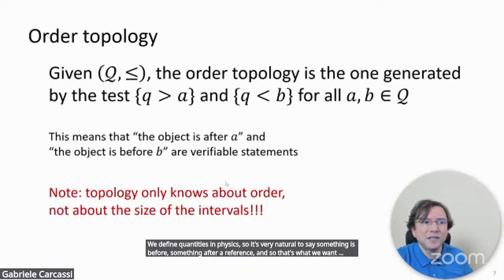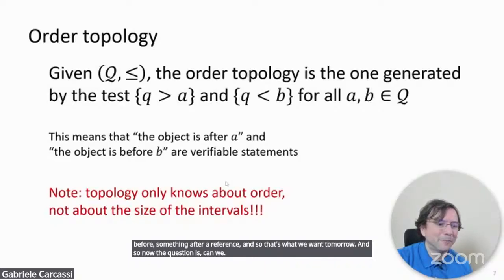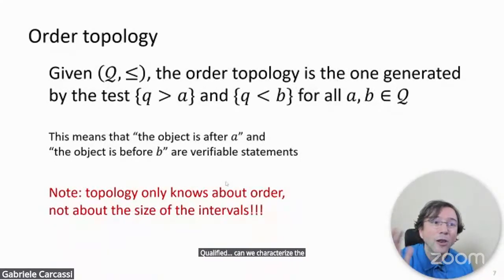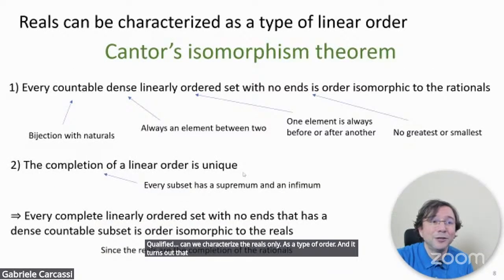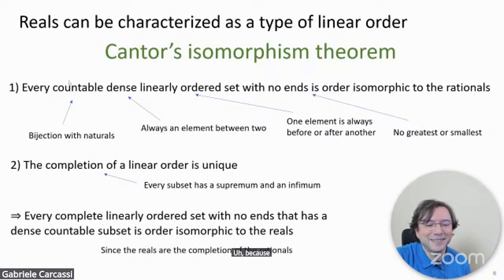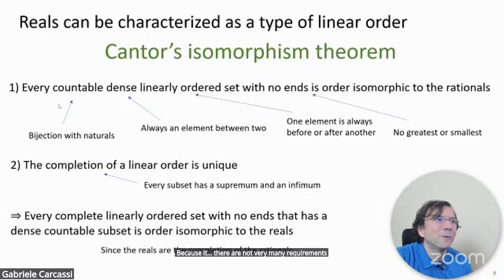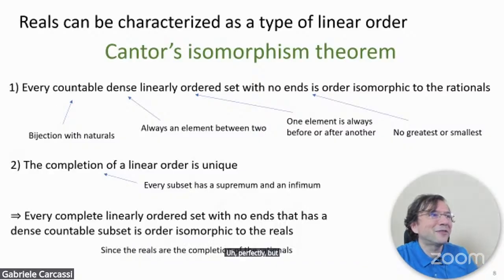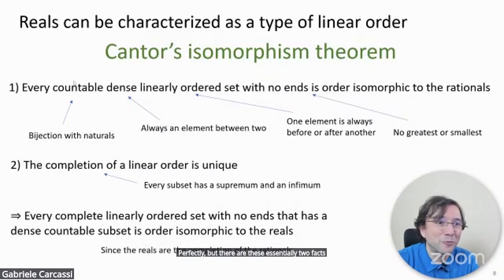And so now the question is, can we characterize the reals only as a type of order? And it turns out that you can, and that's what Cantor did as a characterization of the reals. And it's very beautiful because there are not very many requirements. So unfortunately, I can't introduce order theory perfectly, but there are essentially two facts that Cantor proved.